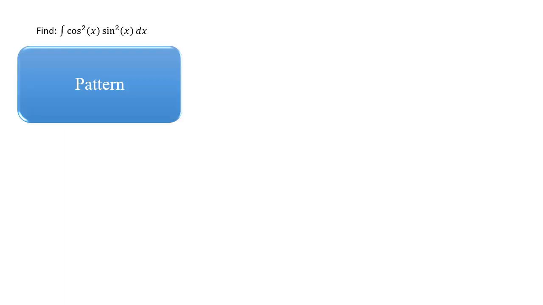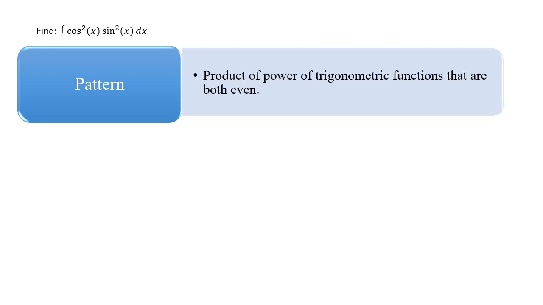So we want to find the integral of cosine squared x sine squared x. So what's the pattern here? We have a product, obviously, of two functions, the trig function cosine and the sine function, that are raised to two powers. And the powers are both even. So that means we're going to have to use our technique dealing with powers of the trig function.